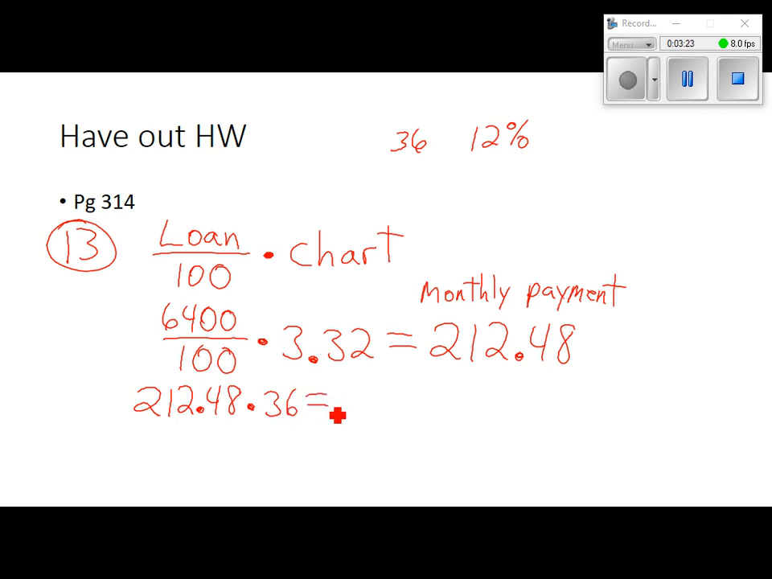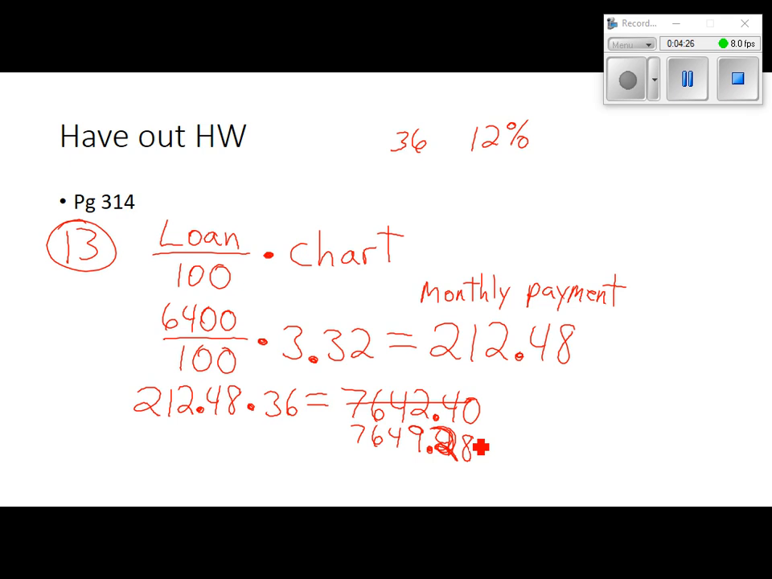Somebody do that for me. $7,642. I got $7,649.28. So what is it? We got three different answers now. 212.48 times 36. 7,649.28. So 7,649.28. There we go.